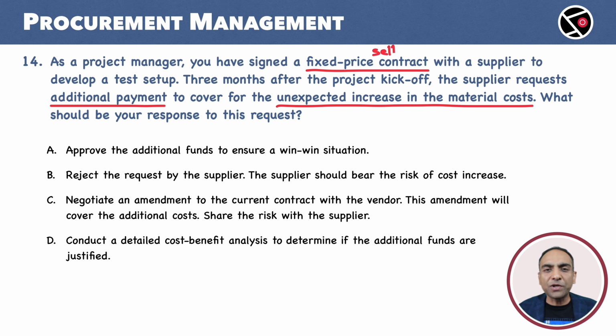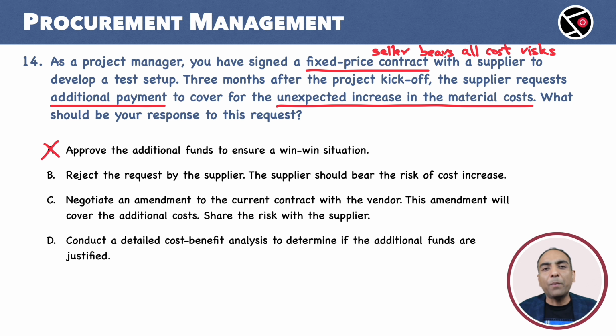All risk associated with the increase in cost is with the seller. The seller should know that before signing the contract. Our response to this request should be no, because this is a fixed price contract. Let us look at the options now. A. Approve the additional funds to ensure a win-win situation. No, this is not our choice.